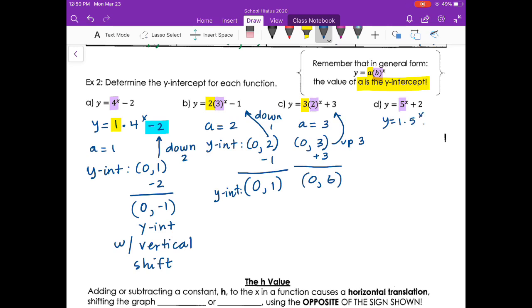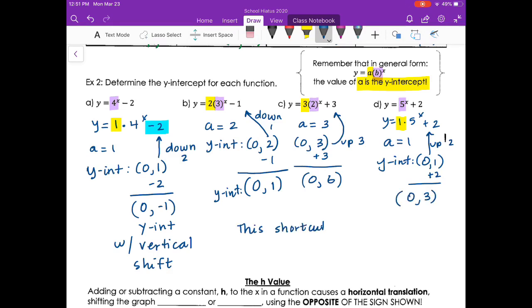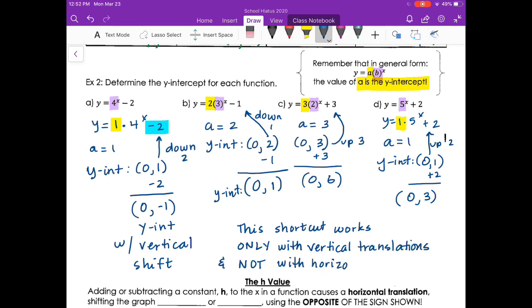Example D has a base value of 5 and an understood 1 for the leading coefficient, giving us a y-intercept at (0, 1). There's a vertical shift up 2 units, so we'll add 2 to get a new y-intercept of (0, 3). This shortcut can allow us to quickly identify the y-intercept of an exponential function, but only when there are vertical translations. With a horizontal translation, the y-intercept will move off of the y-axis and this shortcut will not work.